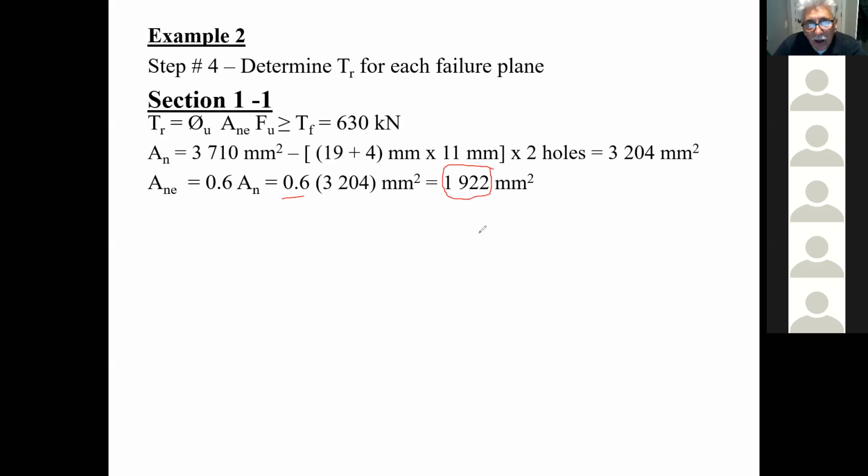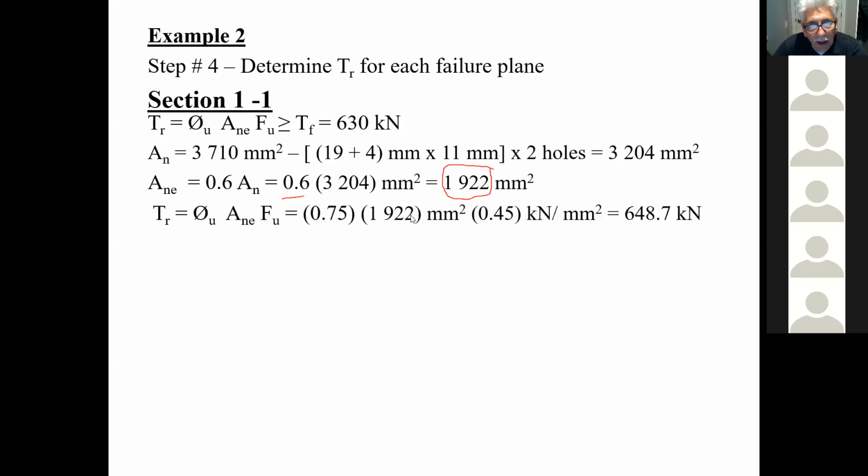That's how I account for shear lag, and therefore now I have the right value. I have the right A and E value, the effective net area. And of course, this is a reduction factor, and that's 0.75. And FU is the tensile strength of your steel, and that's taken as being 0.45. When I multiply this all out, I get a TR value of 648.7. And since 648.7 is bigger than my TF, I know that it won't fail across that hole. So I've checked that one, I'm satisfied.